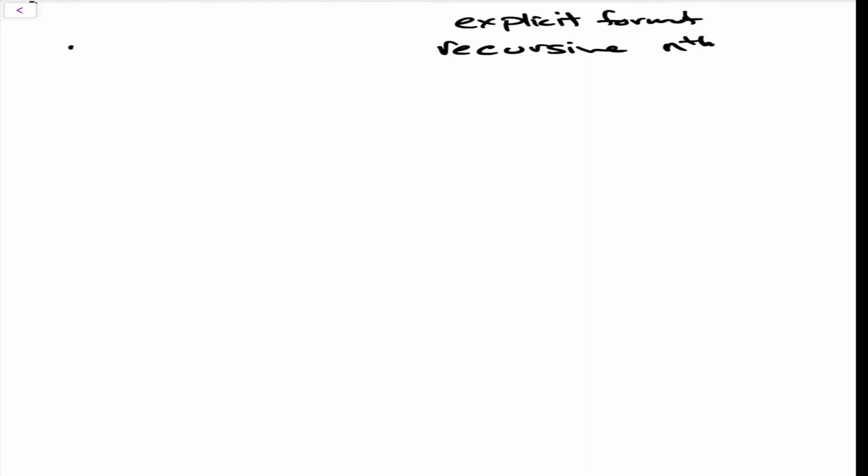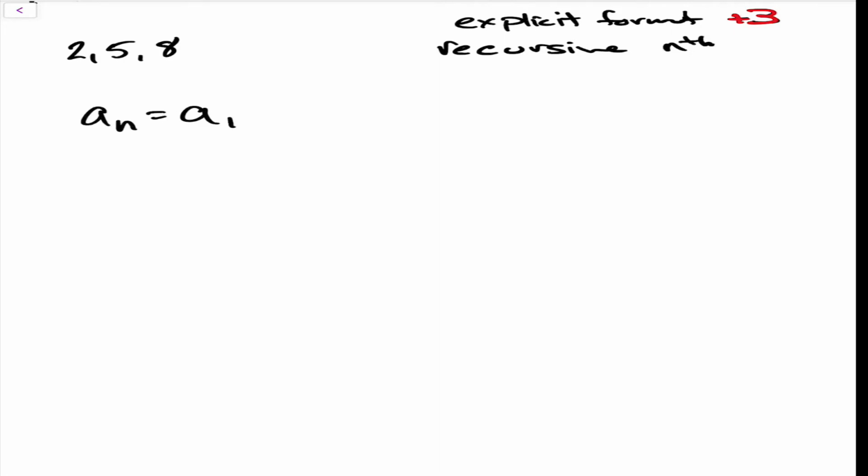So I'm given the sequence of numbers 2, 5, and 8. And my common difference here, I can see there's a pretty simple pattern of plus 3, right? Let me do it in red so it sticks out. So plus 3. So to find my explicit formula, I have this equation that I'm being given.